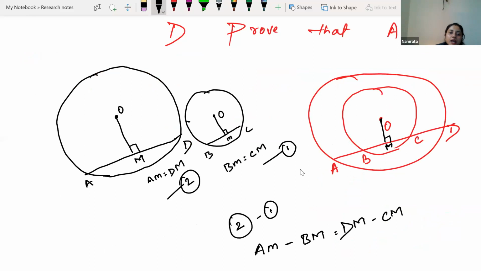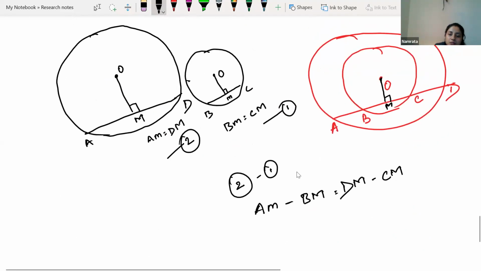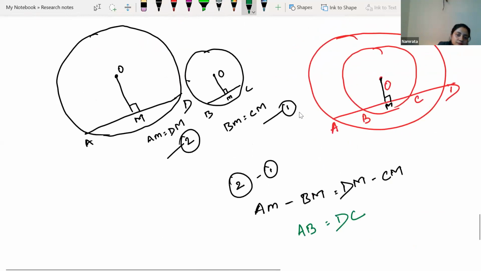If we do that, then what can we say? AM minus BM. Focus on the figure. AM minus BM will be what? Anyone, please tell me. AM minus BM is what? AB. Yes, it's AB. Perfect. AB is equal to DC. This is what we wanted to prove, right? Is it clear? Yes, ma'am. Okay. Let's move ahead.